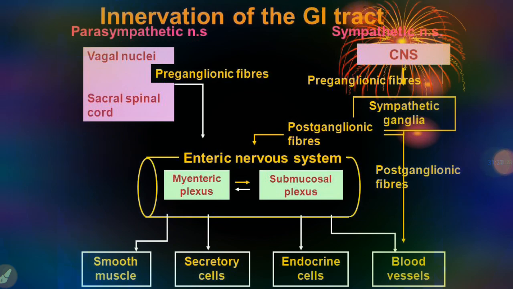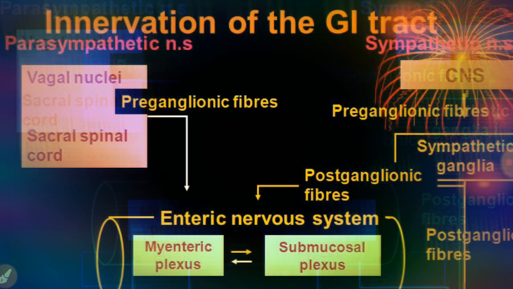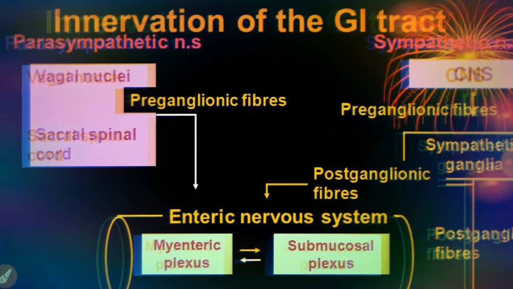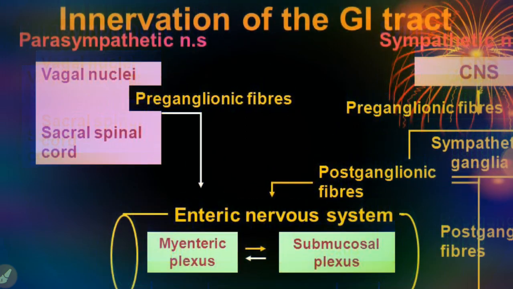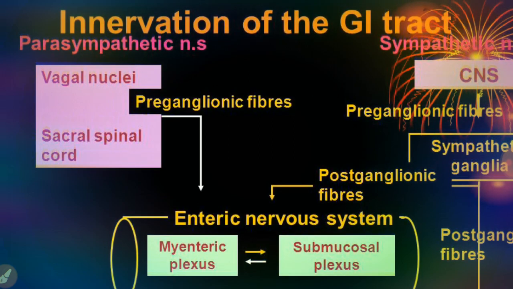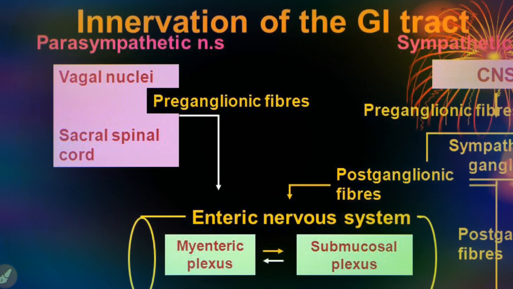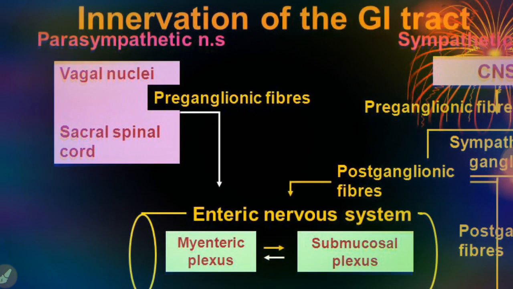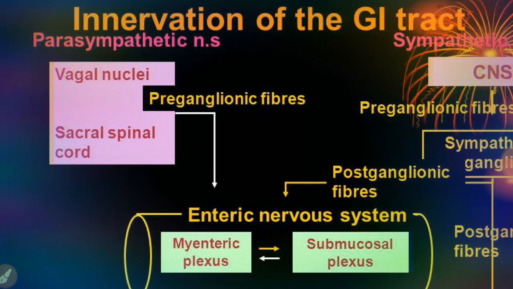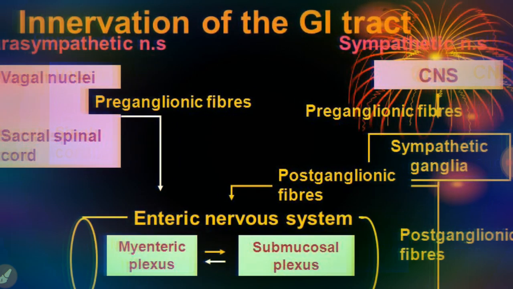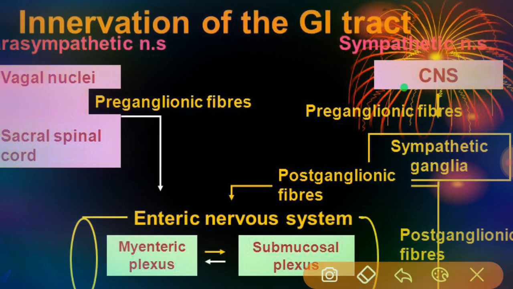This is the schematic presentation of the innervation of the GI tract, showing the parasympathetic nervous system and the sympathetic nervous system. Under the parasympathetic, the vagus nerve is included. The vagal nuclei and sacral spinal cord come under the parasympathetic nervous system, and the sympathetic nervous system has a central nervous system component. In the sympathetic nervous system we have seen the preganglionic fibers.